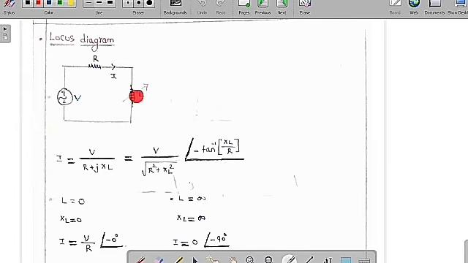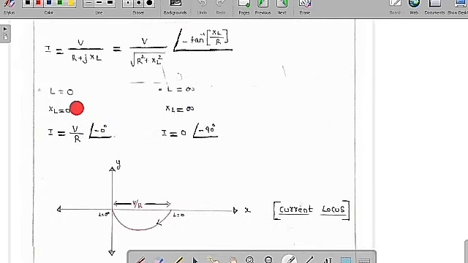I want to figure out the value of the current I for different values of L. The general expression is current equals voltage by impedance, which is V by R plus jXL. So I am going to convert this rectangular format into polar format. Finally I get V by under root R square plus XL square, with an angle of minus tan inverse XL by R. If I substitute L equal to 0, XL is equal to omega into L, so XL is equal to 0. Wherever XL is there, just replace XL by 0. We get V by R at an angle of minus 0 degree.